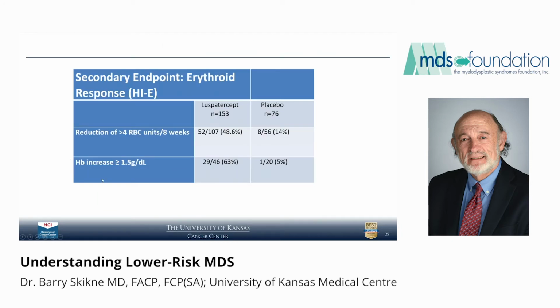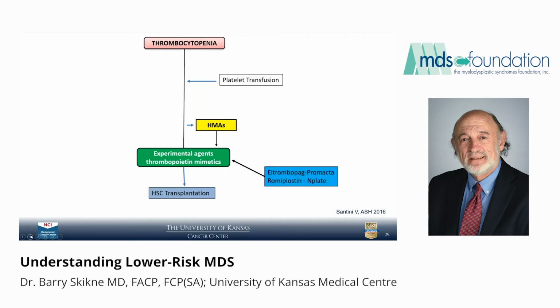And also in the study, they showed that the hemoglobin increased by at least 1.5 grams per deciliter over their baseline level in 63% of patients, and 48% of patients had a reduction by more than 4 units of red cells per 8 weeks. So of those who were heavily red cell transfusion dependent, 48% of them had a reduction by 4 units from what they were receiving before coming onto the study. So it has really good potential.